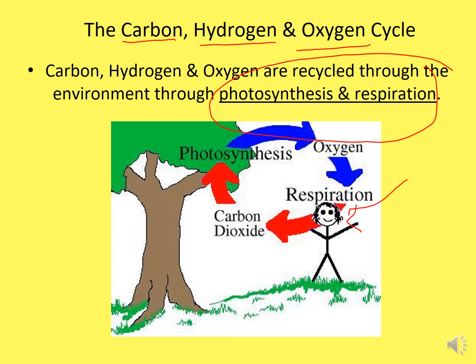Well, you breathe out carbon dioxide, right? Now, what do plants need to take in? Well, plants need CO2, and we call that process photosynthesis, right? So plants take in carbon dioxide, they also take in water, right? And what do they release? Well, they release oxygen back into the atmosphere. And what do we take in? Well, we need oxygen to live, so our body takes in the oxygen. That is the carbon, hydrogen, oxygen cycle.